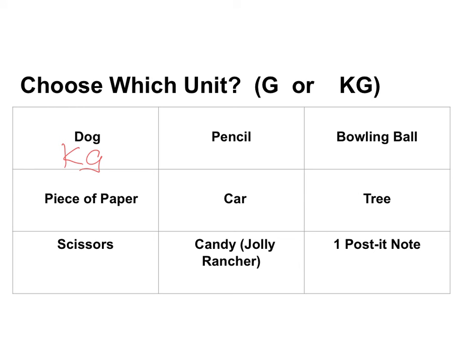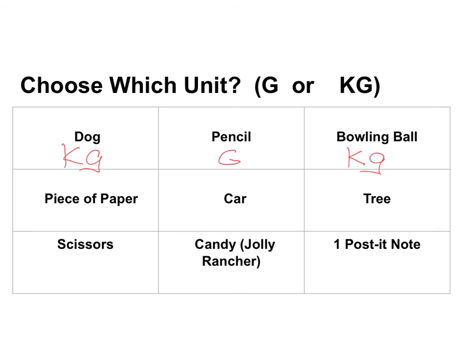A pencil, do we measure that in grams or kilograms? That should be measured out in grams. I guess it depends on the pencil, but anywhere 4, 5, 6, 7 grams, somewhere in that ballpark. Next one, bowling ball. That should be measured out in kilograms, as it's going to be many kilograms.